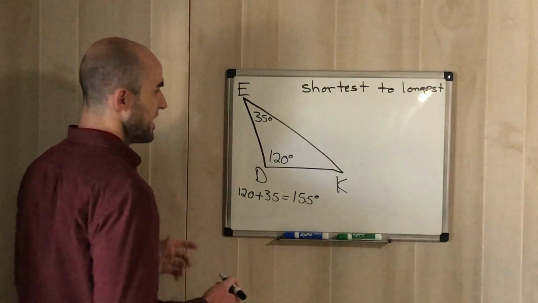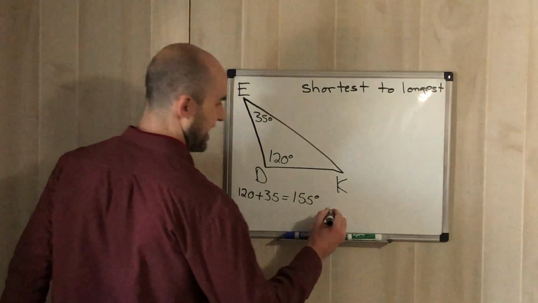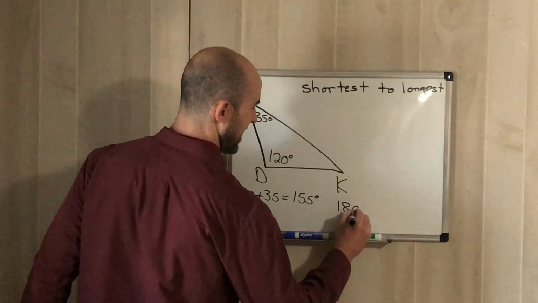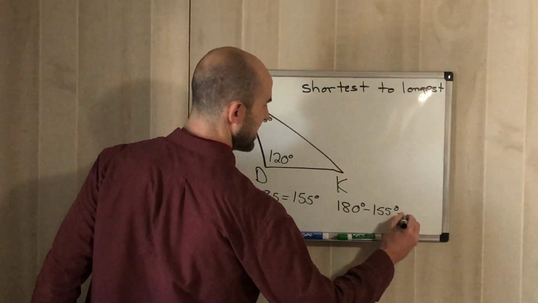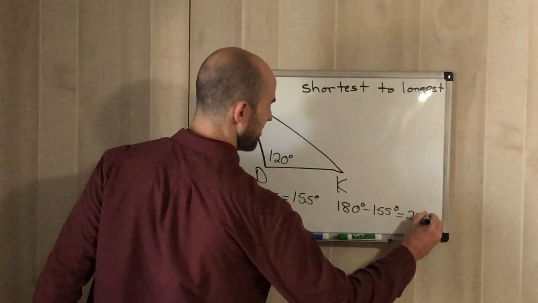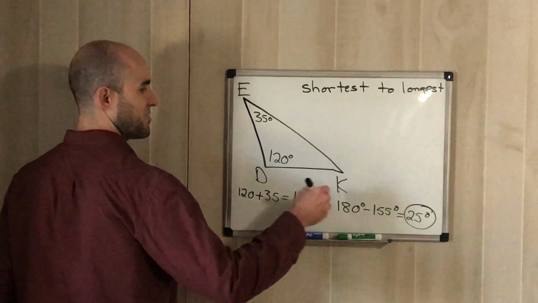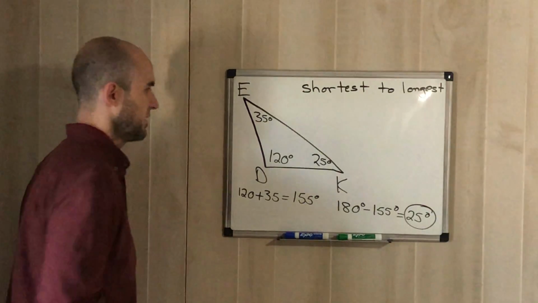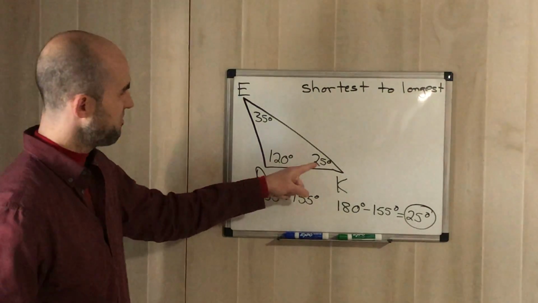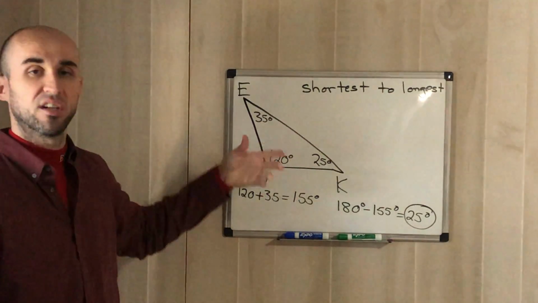And now, if we want to figure out the missing angle, again, a triangle always adds up to 180. So we know 180 minus 155 is going to end up giving us 25 degrees, right? So at least there we know that this missing angle here is 25 degrees. And you can also check it, because 120 plus 25 is 145. 145 plus 35 is 180.